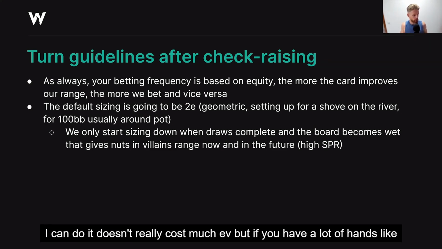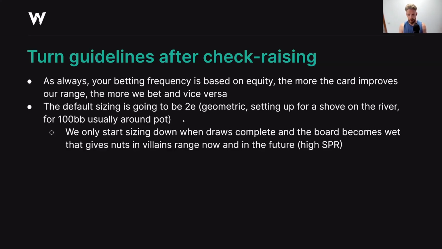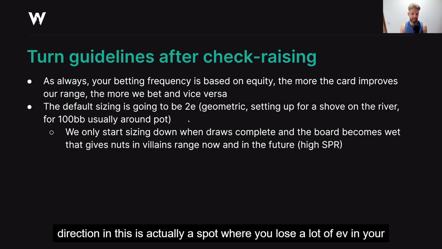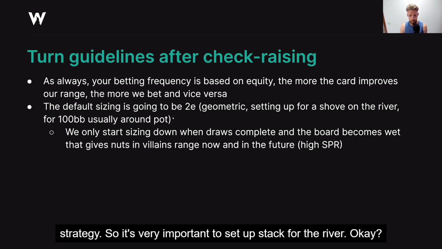They say, oh, I can do this, I can do that. It doesn't really cost much EV. But if you have a lot of hands like sets to pairs, a lot of strong hands in your range, and you disallow the solver to go towards direction all-in, this is actually a spot where you lose a lot of EV in your strategy. So it's very important to set up stacks for the river, okay?